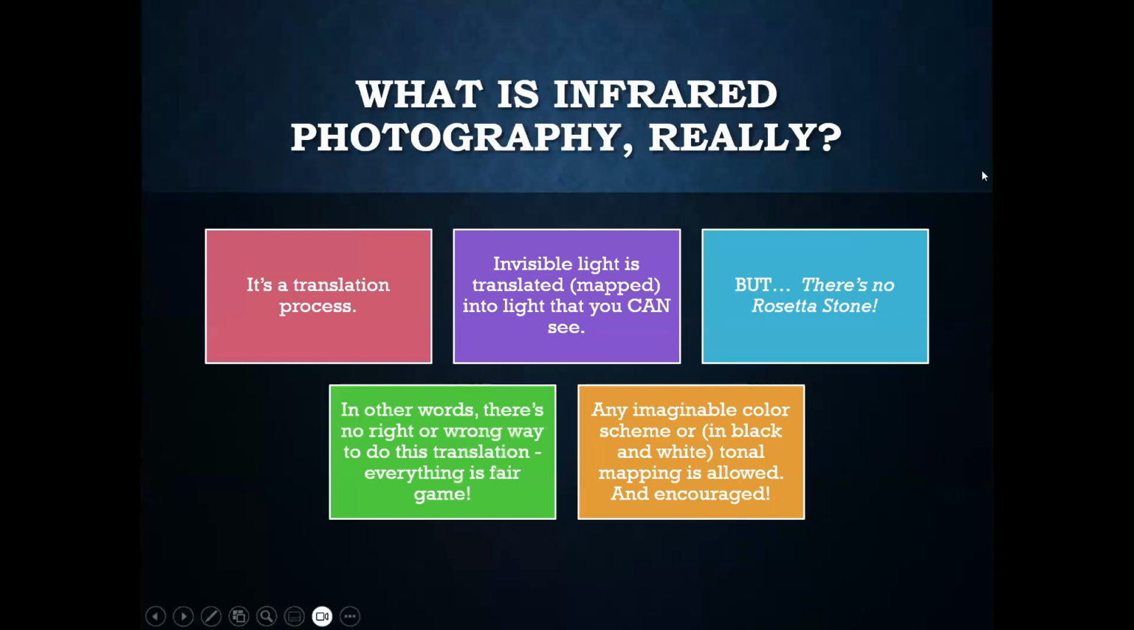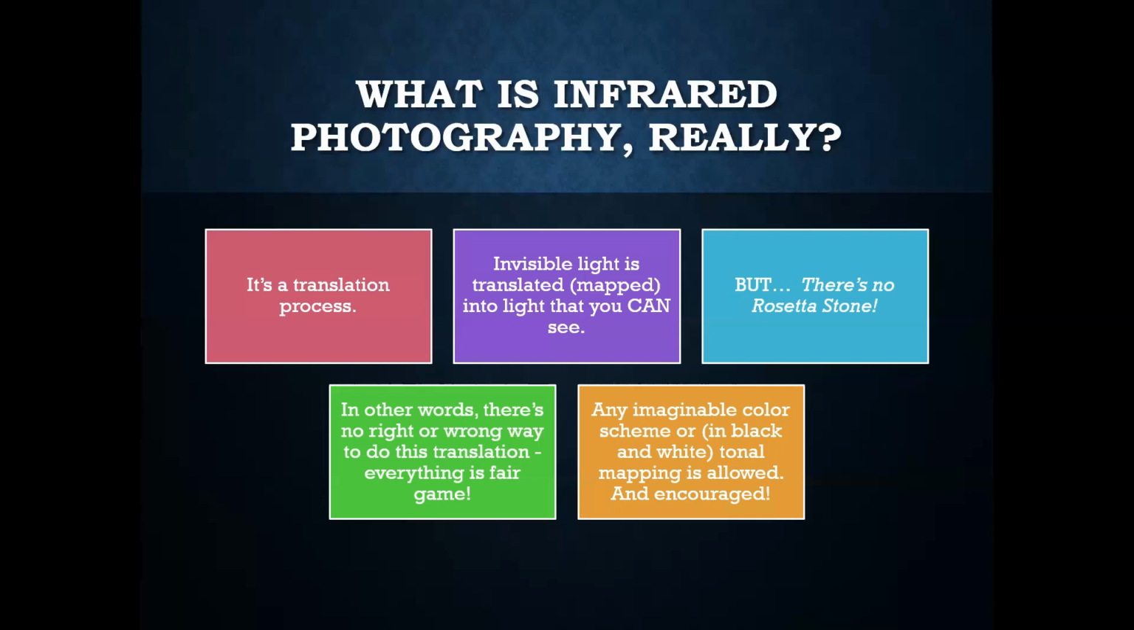So, what are we getting first? All right, so what is infrared photography then, really? Well, in a nutshell, it's a translation process. You're taking a foreign language and translating it into one you understand. Specifically, you're taking light you can't see and translating that into light you can see. You're just shifting wavelengths around, basically, or really translating wavelengths.